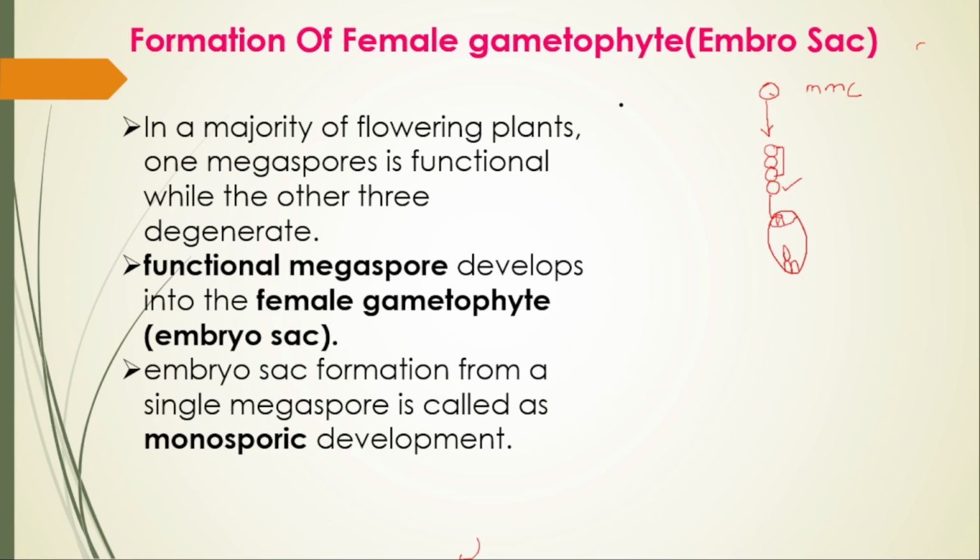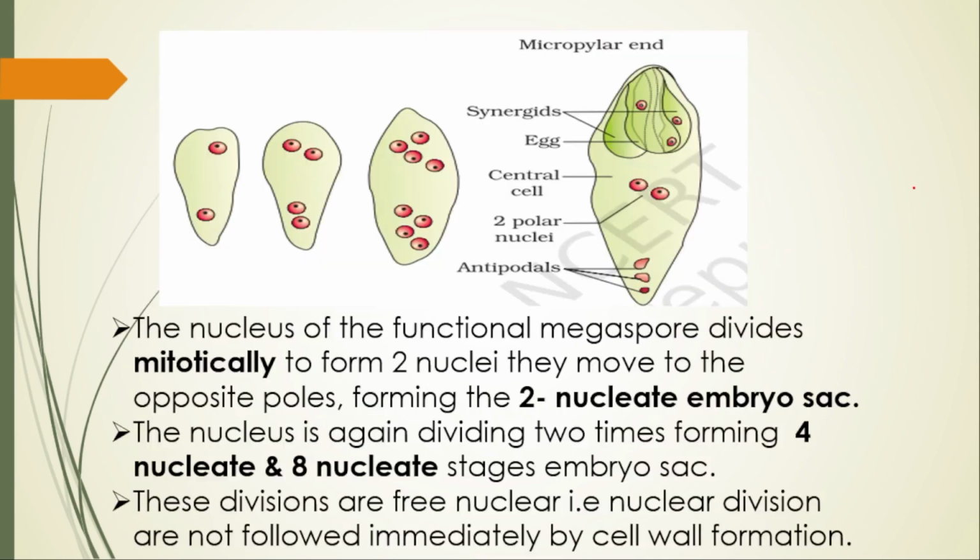The female gametophyte is also called what? The embryo sac. We call this the embryo sac, or else the female gametophyte. Embryo sac formation from a single megaspore is called what? Monosporic development. See, this embryo sac is formed by only a single MMC. That's why it is called monosporic development.